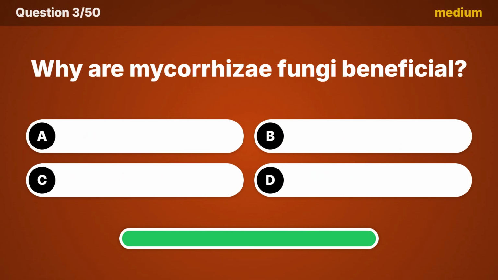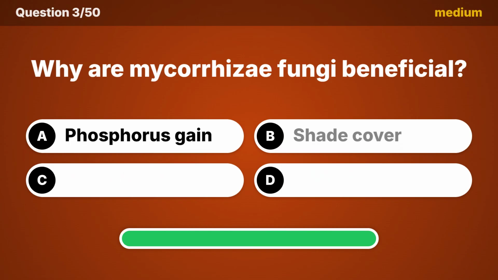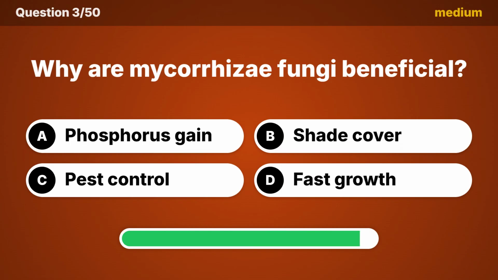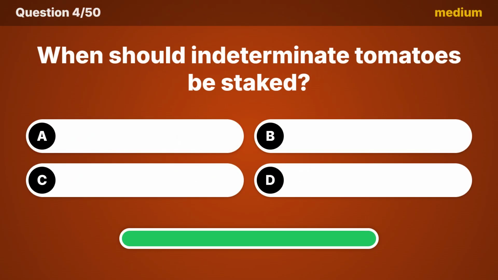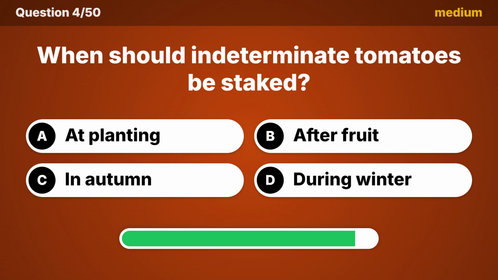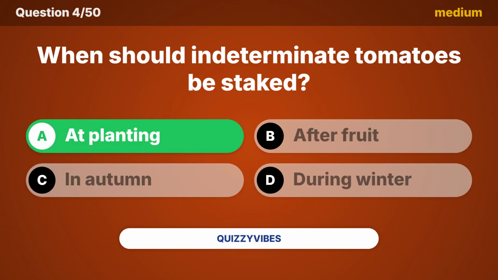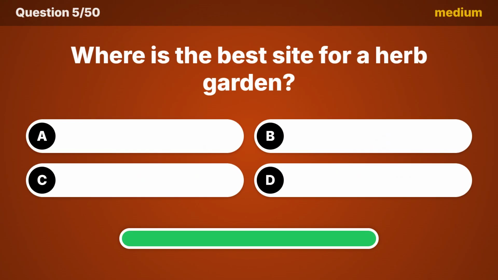Why are mycorrhizae fungi beneficial? Time's up, it's phosphorus gain. When should indeterminate tomatoes be staked? Answer, at planting. Where is the best site for a herb garden?